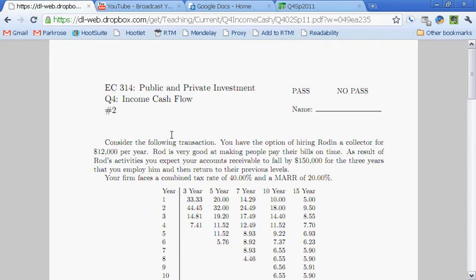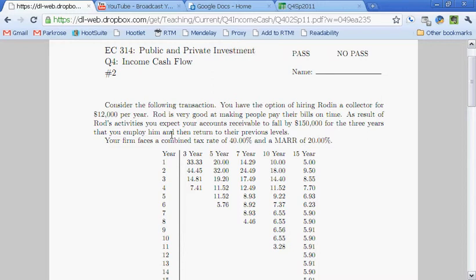Hi, I want to make a quick explainer for essential question number 4, version 2 in spring of 2011. This is kind of an extension of the Rod example. So this is the guy that actually collects bills from you. And so Rod's a collector, and you're going to pay him $12,000 a year.